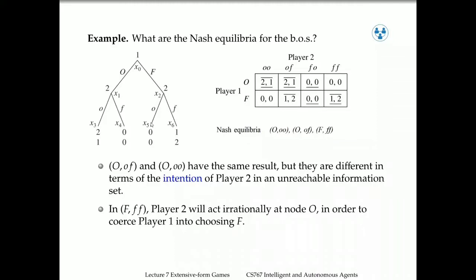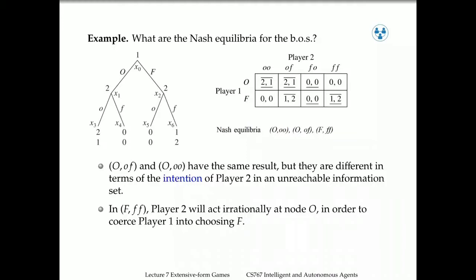Similarly, another Nash equilibrium is big O and OF, so this would be big O, and player 2 would be just small case O, and then this place is F, right? And another possible Nash equilibrium is FF, so it would be F and F and F, right? Notice also that these big O OF and big O OO have the same outcome to the game.